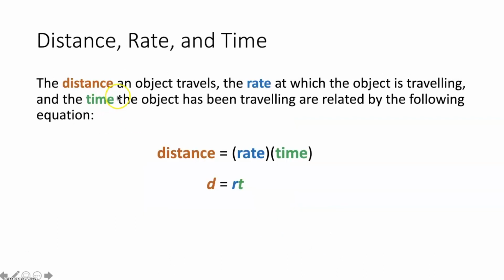Let's talk about distance, rate, and time. The distance an object travels, the rate at which the object is traveling, and the time the object has been traveling are related by the following equation. Distance is equal to rate times time, or D equals RT. This formula comes up all the time, not only in math, it also comes up a lot in physics. If you want to find the distance an object has traveled, you just take the rate that the object was traveling times the time that the object was traveling at that specific rate.